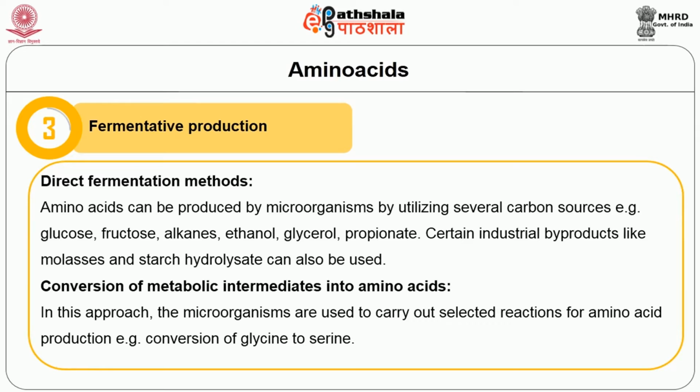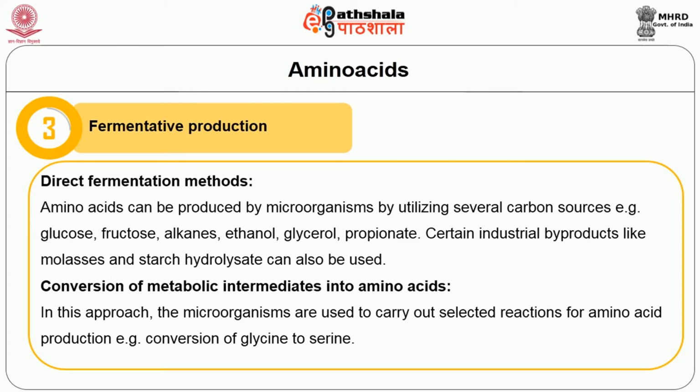Amino acids can be produced by microorganisms by utilizing several carbon sources. Example, glucose, fructose, alkanes, ethanol, glycerol and propionate. Certain industrial byproducts like molasses and starch hydrolyzate can also be used. Methanol, being a cheap carbon source, is tried for amino acid production but with limited success.